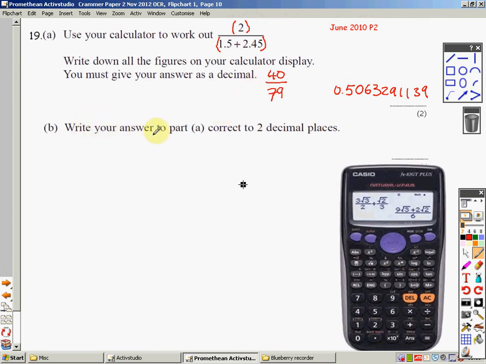Okay, last bit. Write your answer correct to 2 decimal places. We're getting good at this now. Chop it off at 2. That's a 6, so you'd have to round that up. So 50 would become 51. So the answer would be 0.51. Okay.